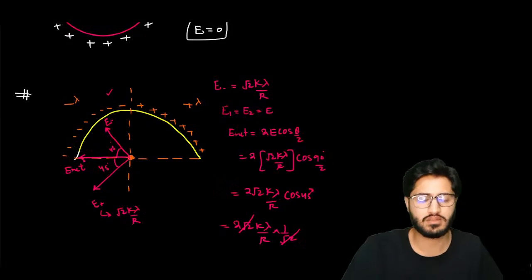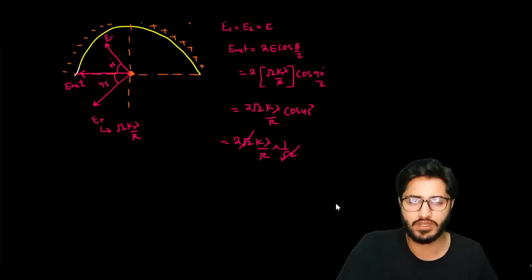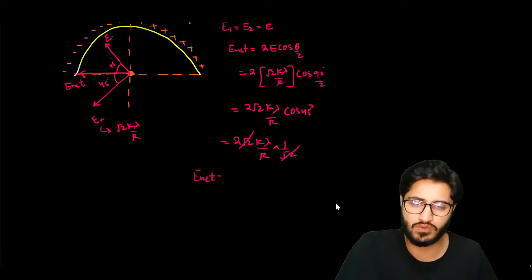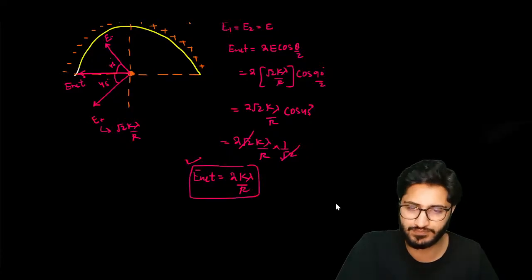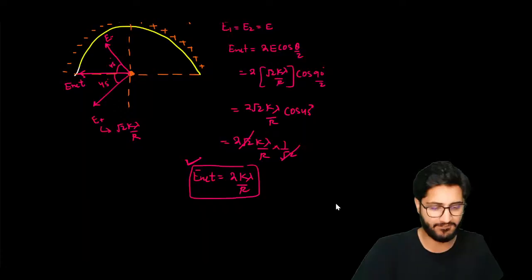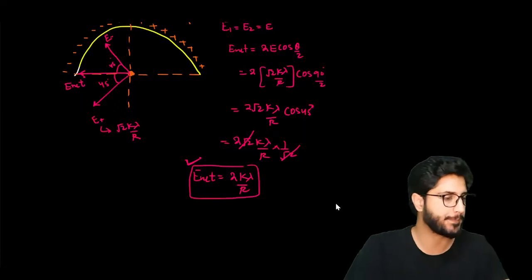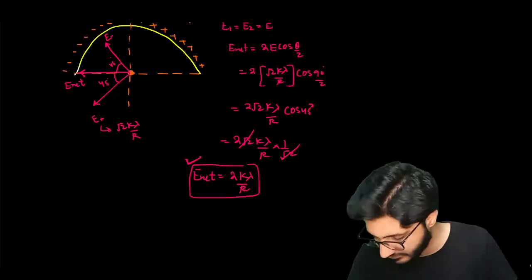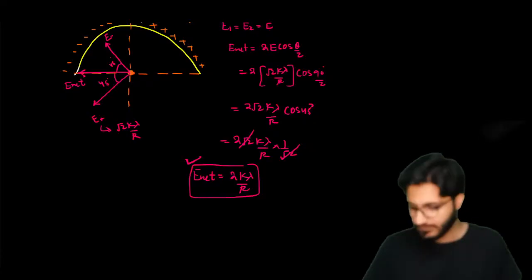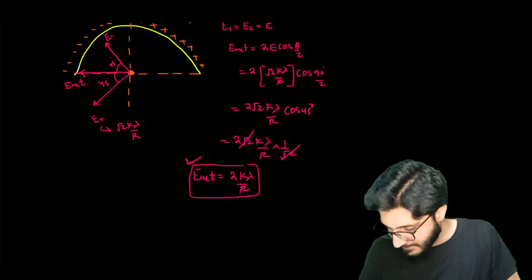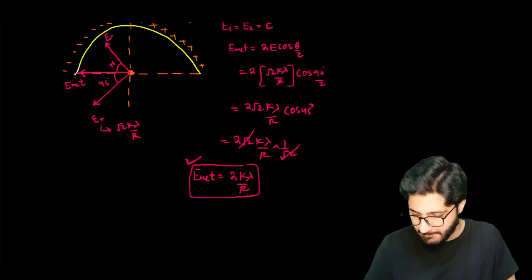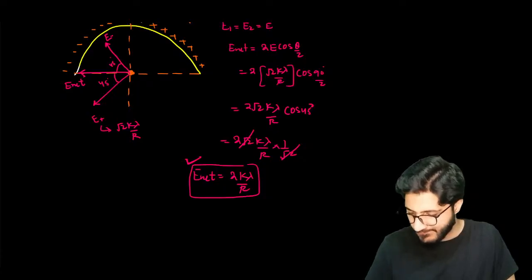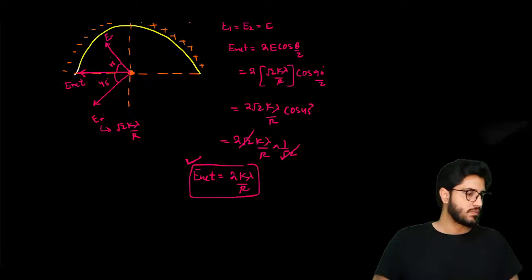I can write my E net is equal to 2k lambda by r. This one is my final answer, 2k lambda by r. Clear? Easy, no?